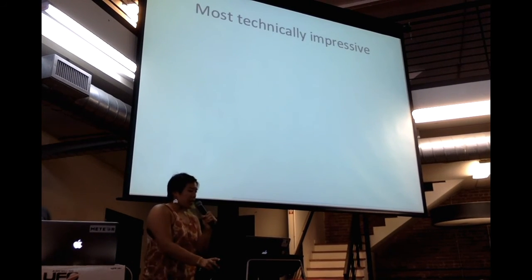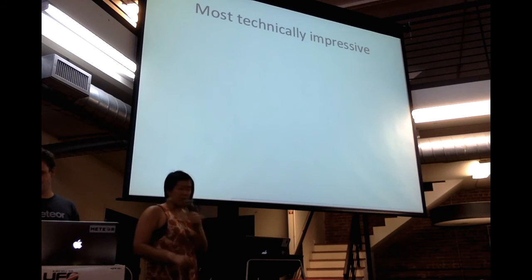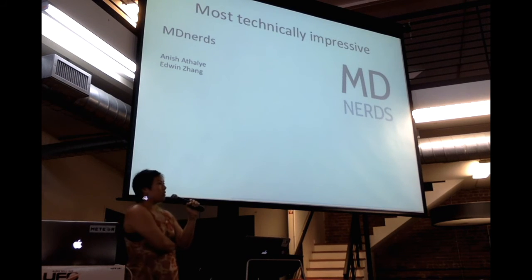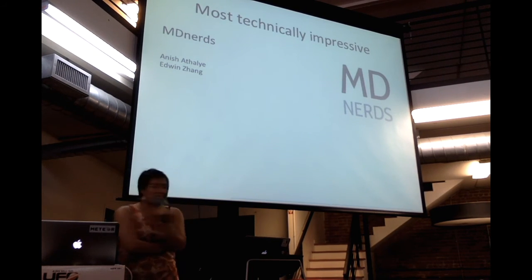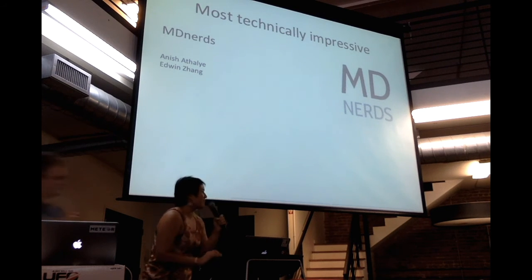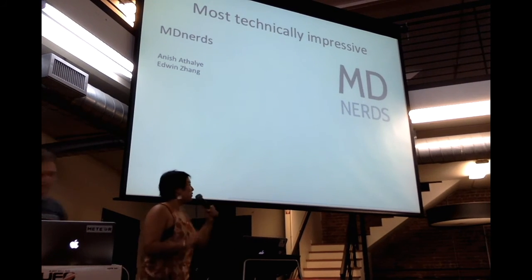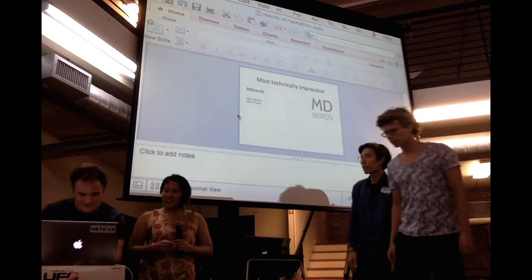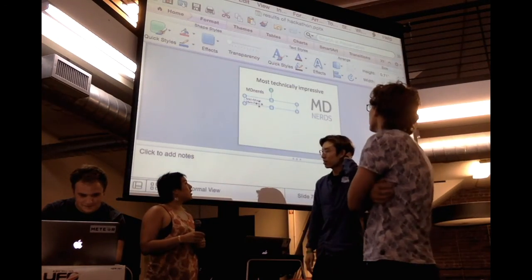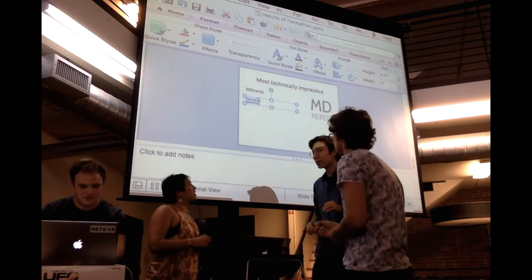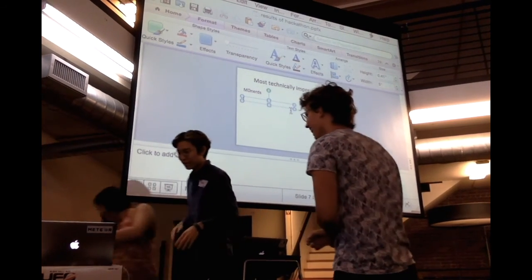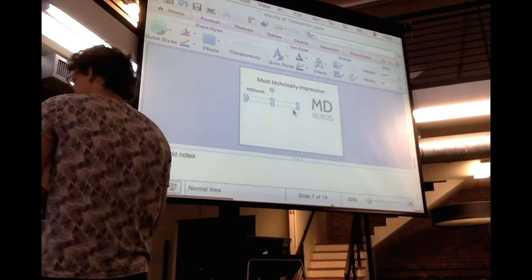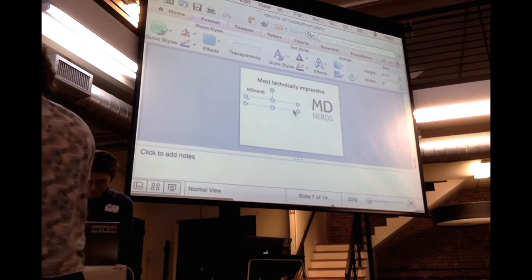For most technically impressive, with the prize being a Pebble watch for each team member, we have MD Nerds. No, that's the wrong name. But Juice and DH. Sorry, we were in a rush. Wait a second. We actually have one more member. Unfortunately, he had to leave early. Oh, okay. Can you just put in your name?